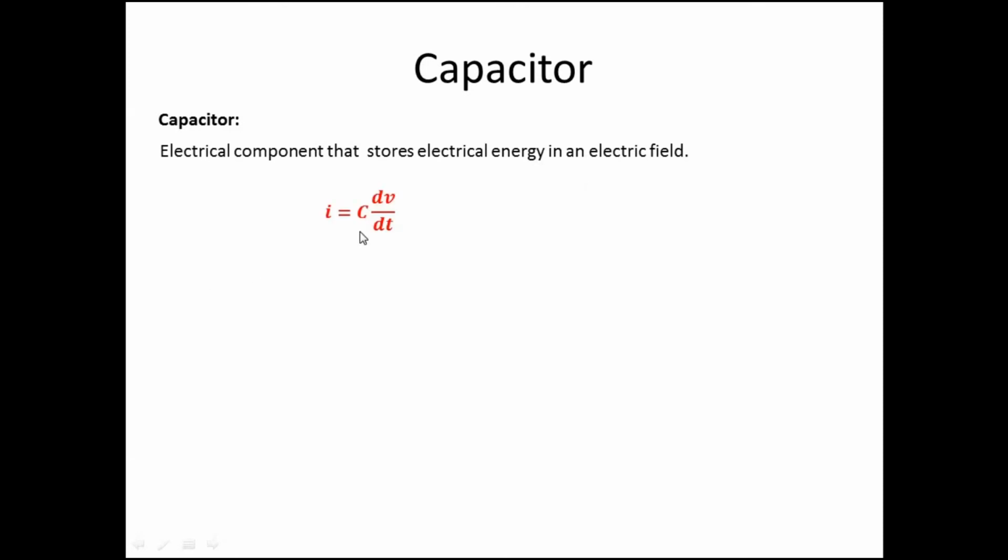Next we can discuss capacitor. A capacitor can be defined as an electrical component that stores electrical energy in an electric field. Inductor was in a magnetic field, it is in an electric field. So the current voltage relation of a capacitor is i equal to C dV by dt, where i is the current flowing through the capacitor and V is the voltage applied across the capacitor.